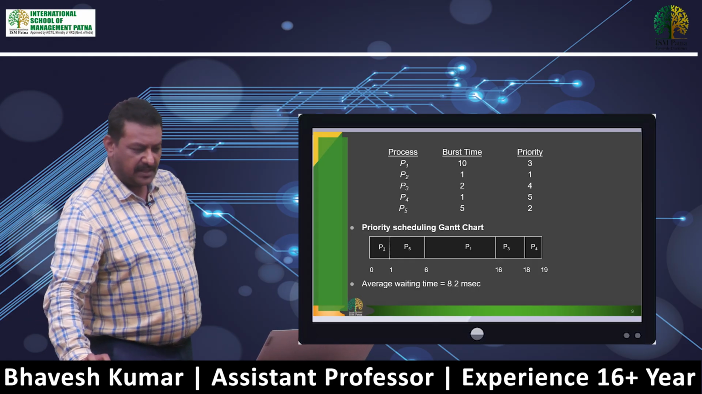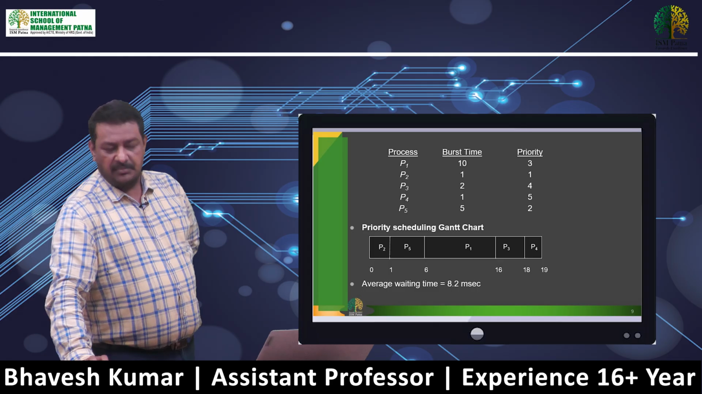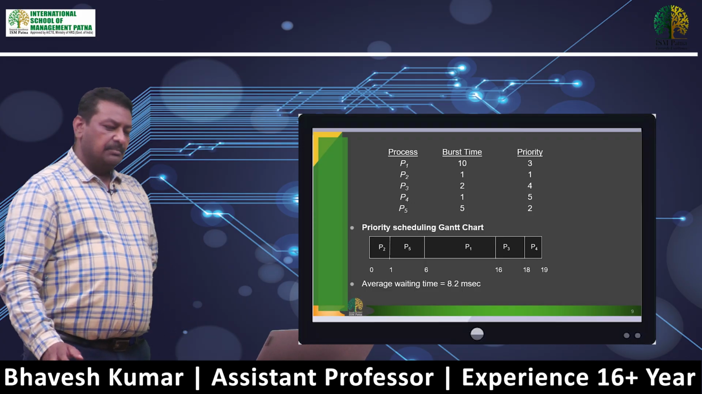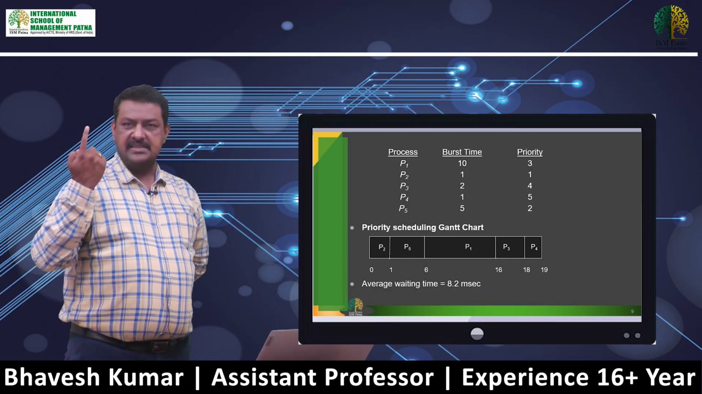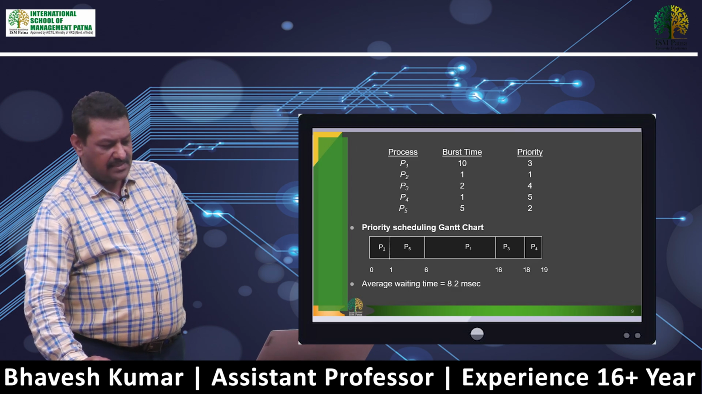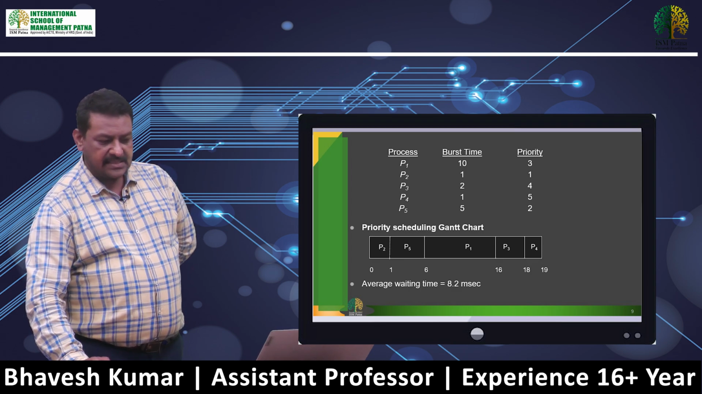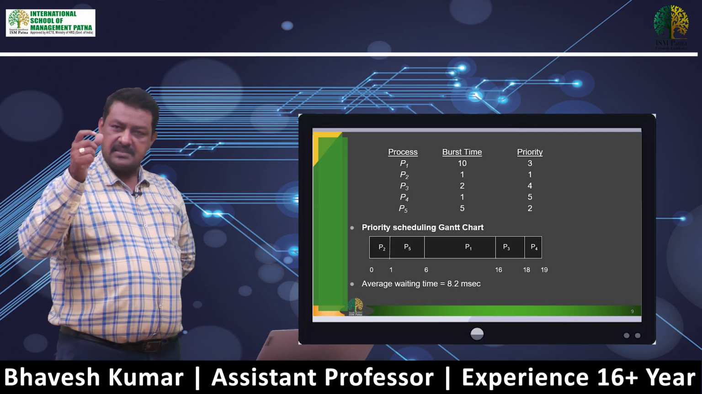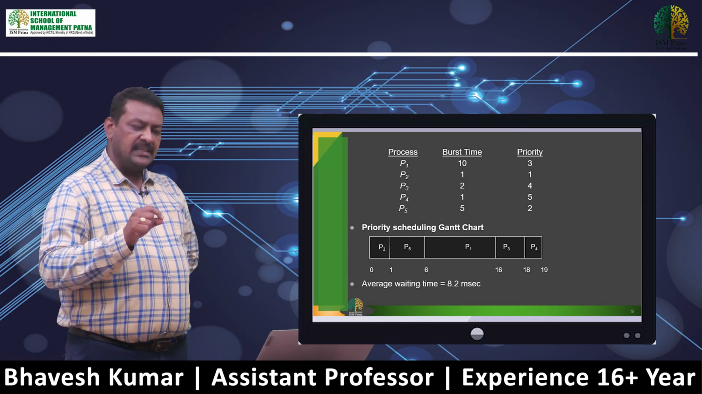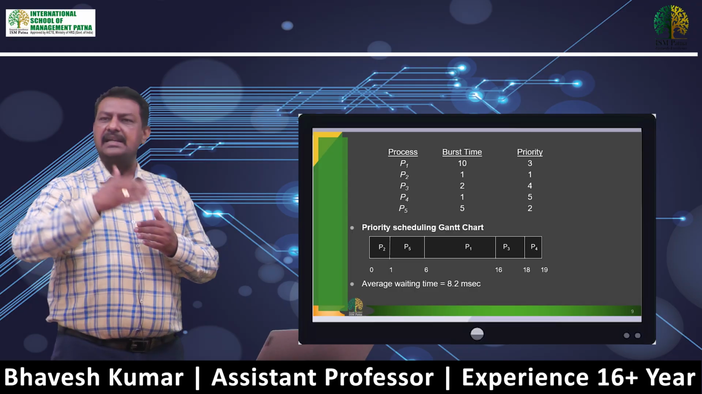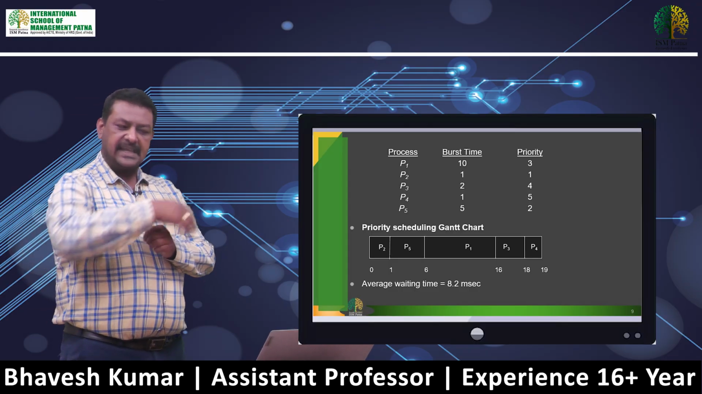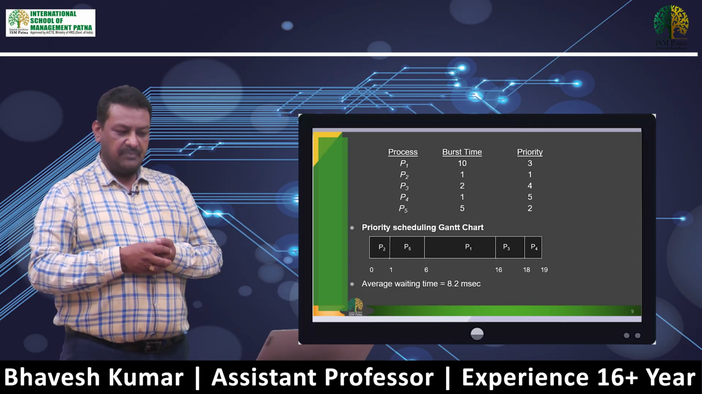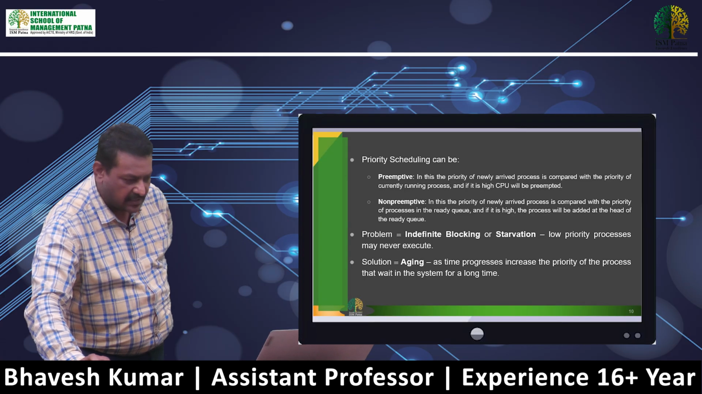But again, what happened is P2 entered into the system. I mean, P2 also entered into the ready queue, but its arrival time is 1. It means by then P1 has already executed for 1 millisecond, right? Since it is preemptive, as I told you, in the case of preemptive, as soon as a higher priority process arrives, here the priority being the CPU burst time, the process which is currently executing on the processor will be forcibly taken back to the ready queue, and the CPU will be made available for the new process which has arrived with higher priority.